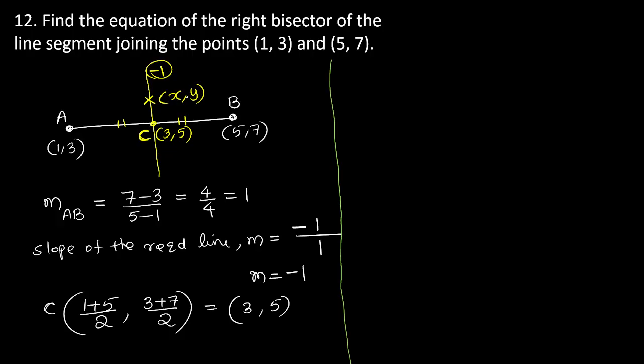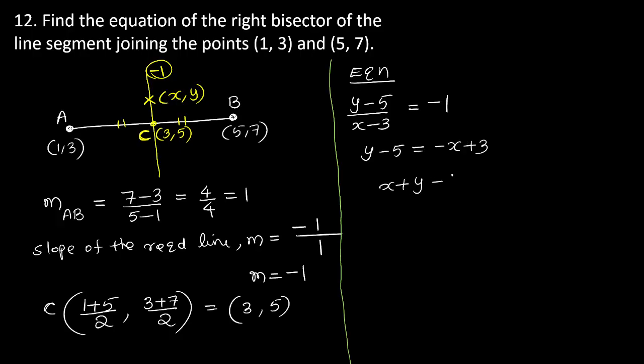The slope of the required line will be y minus 5 by x minus 3. I am finding the required line. We assume x comma y. The slope I have already found, minus 1. Cross multiplication gives y minus 5 equal to minus x plus 3. Rearranging, you will get x plus y minus 8 equal to 0.